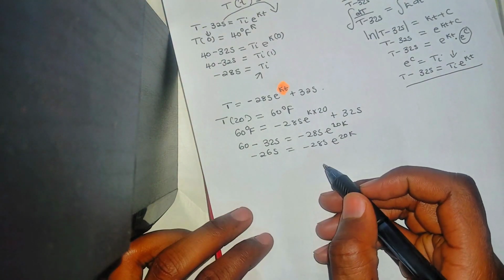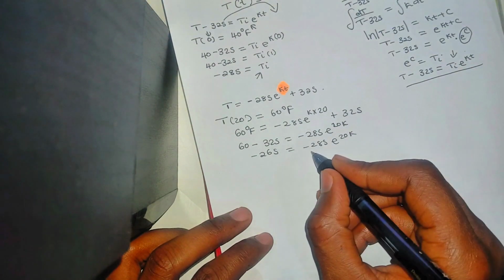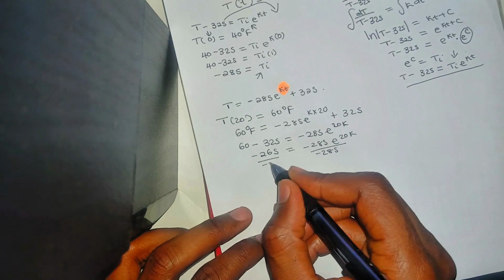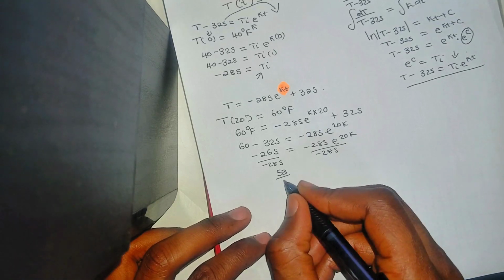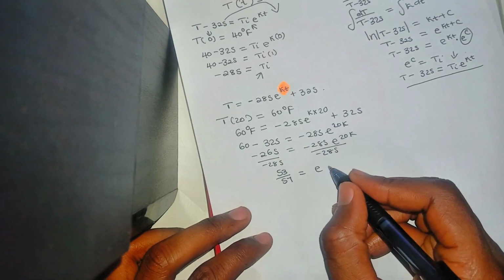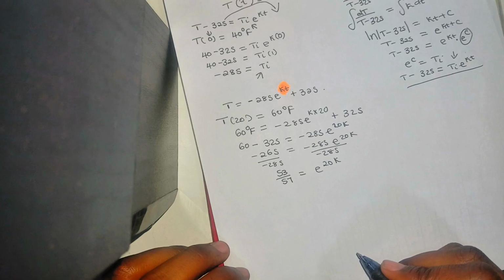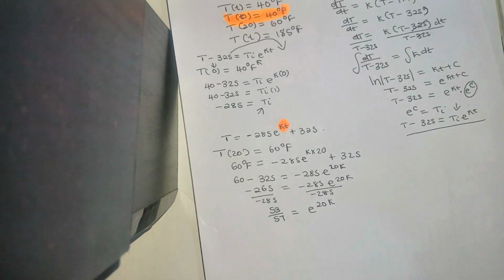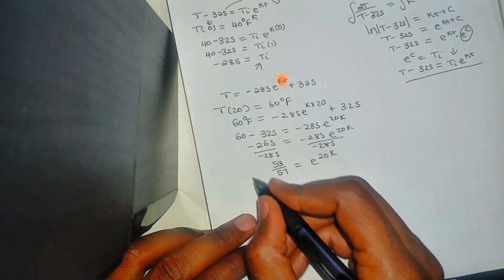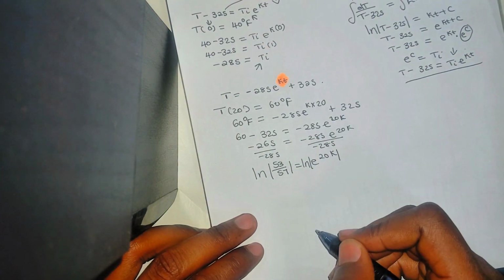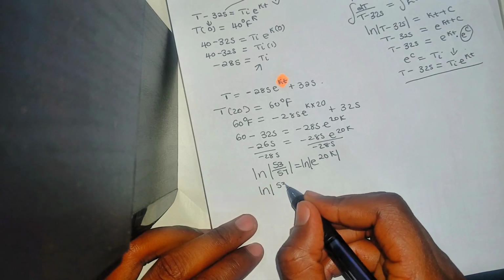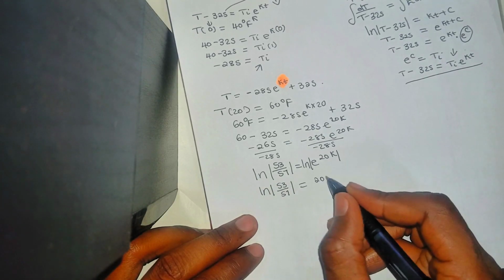So we divide both sides by negative 285. Now, negative 265 divided by negative 285 gives us positive 53 over 57, which is equal to e to the power 20k, right? It's very easy, guys. Let us now look for our k. Now we have to apply the natural log, because we are solving for k. So natural log of 53 over 57 is equal to 20k.